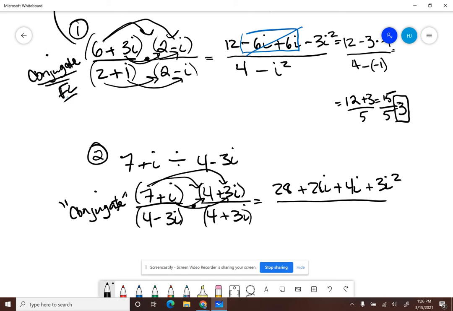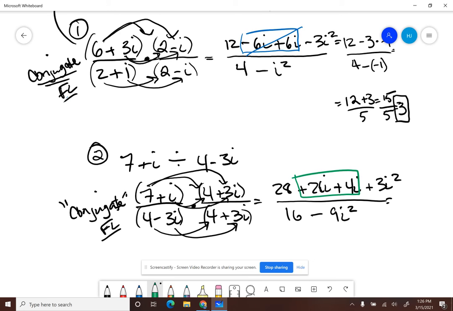Okay? On the bottom, remember, the whole reason I did this was to get rid of my i's. So now I can just do FL. 4 times 4 is 16. Negative 3i times positive 3i is going to be negative 9i squared. Okay? So again, let's look at our like terms. We've got some like terms right here on the inside, so let's take care of those first.